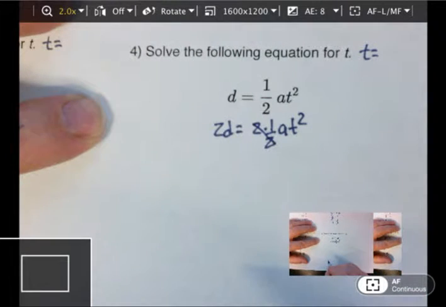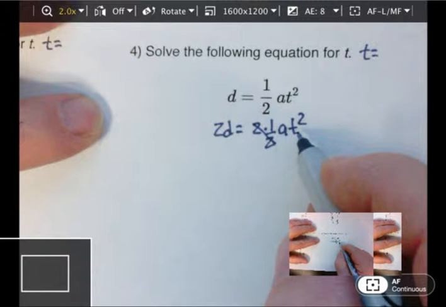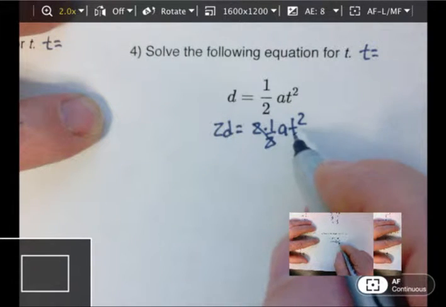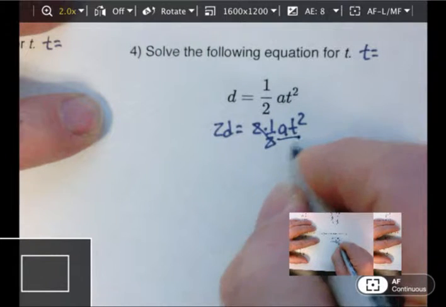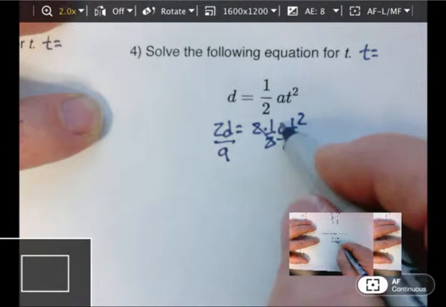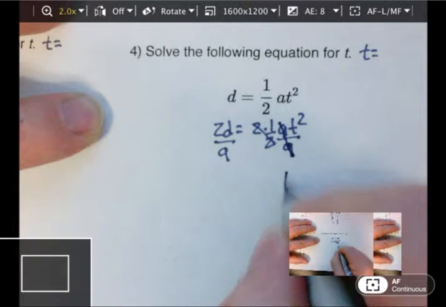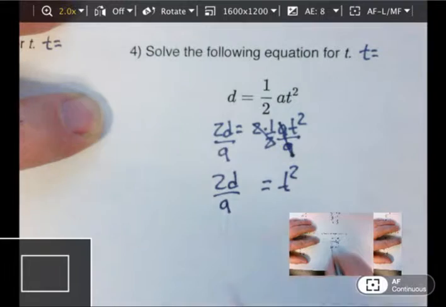2's cancel, 2 over 2 is 1. And so we're left with at squared. We want t by itself, so to these two, since they're being multiplied, the way we get rid of them is to divide both sides by a. A over a is 1, so they cancel. And now we're left with t squared equals 2d over a.